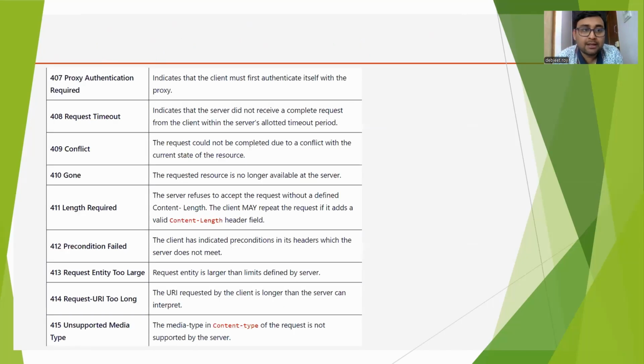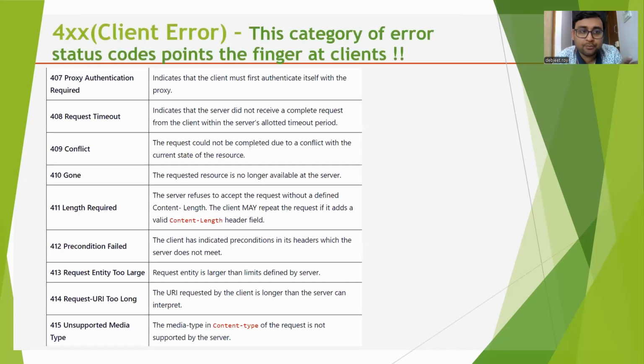Then there are other types like proxy authentication required, request timeout may happen, and conflict will be there, meaning the request cannot be completed due to some conflict. Then 410 gone: the requested resource is no longer available at the server. Then 411 length required: the server refuses to accept the request without a defined length. There is no proper defined length available.